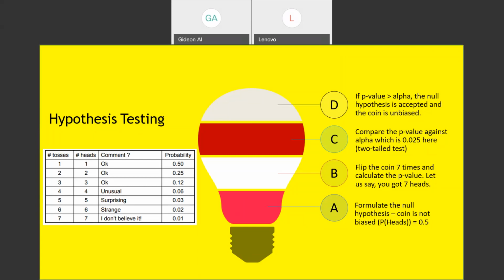Now the final question for today's discussion. The final question is this.